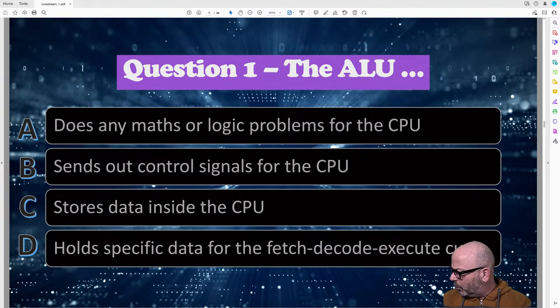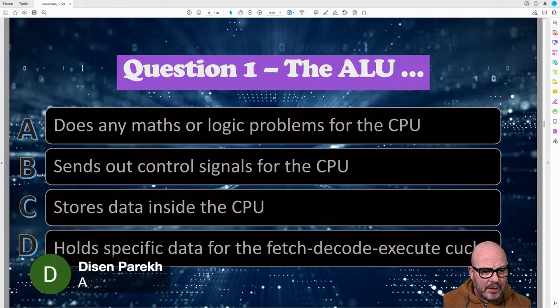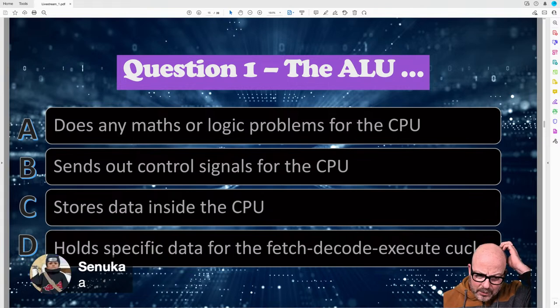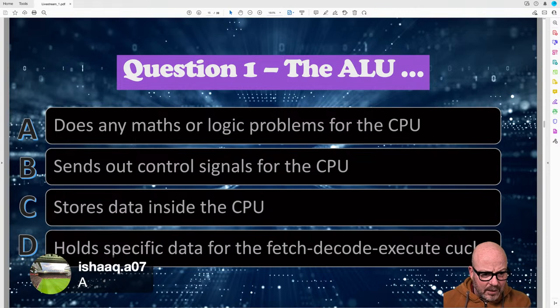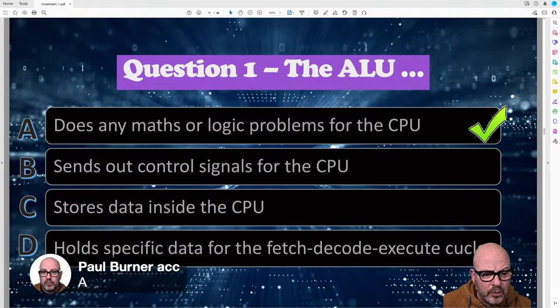The ALU. What is it? Okay, the answers are coming through. We've got Deason saying A. We've got Zainab, hi Zainab, thanks for coming. We've got Sanuka, A. Pablo, A. Ishak, A. I'm seeing a bit of a trend here. Should we put you out of our misery? Lots of A's, so you're all superstars. Ishak and Paul, outstanding. Let's go on to the next one.